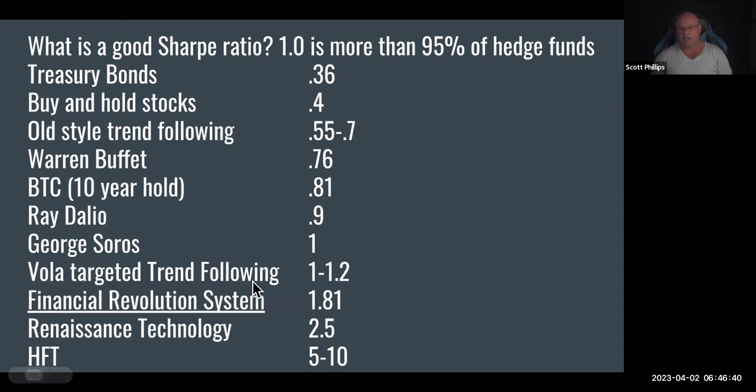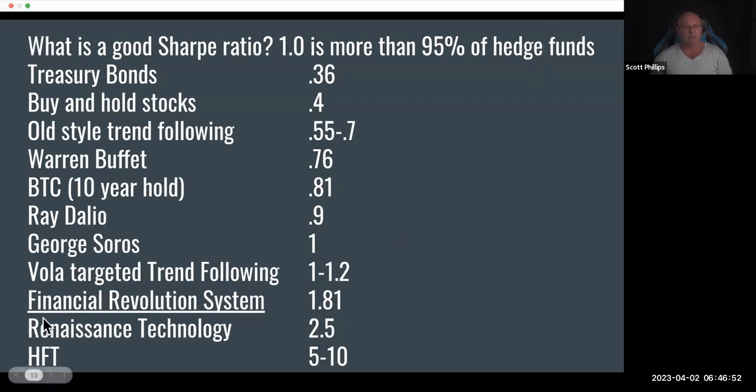Traditional markets, volatility targeted trend following, the modern version, basically what we're doing on TradFi markets, is about 1 to 1.2. Our system has done 1.81, but I think 1.5 is a more realistic estimate going forward. And the really big boys of the financial world, the greatest ever to do it, and it's not even close, they're like 50% better than the next people.